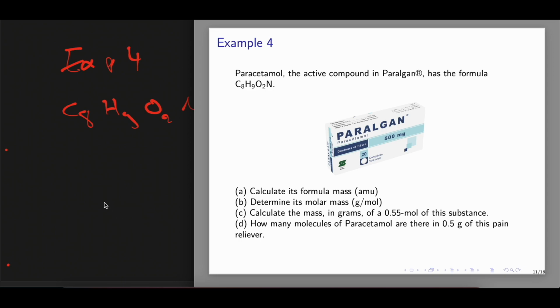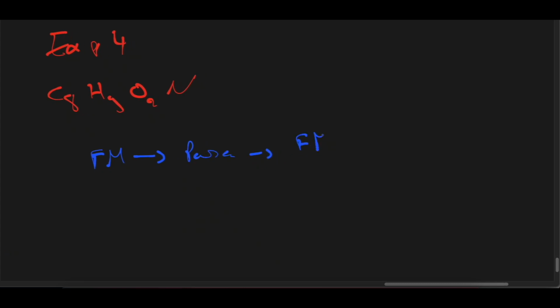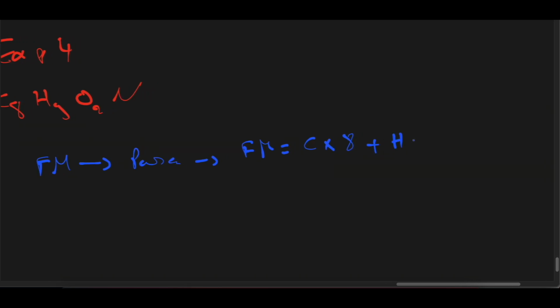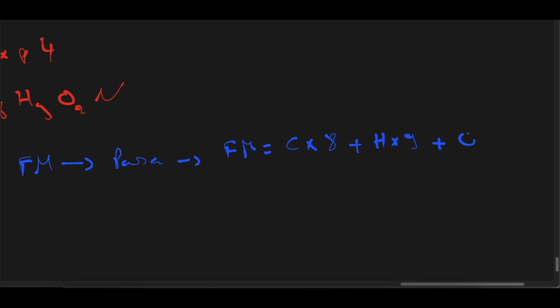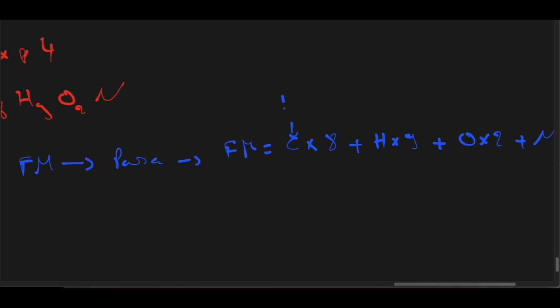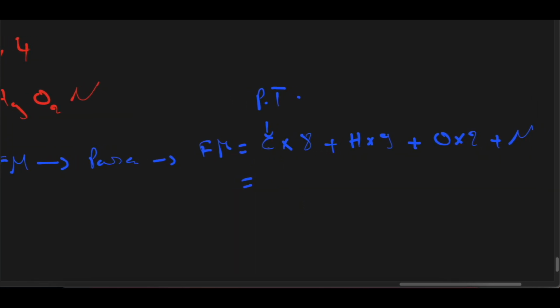this pain reliever. So we start by determining the formula mass of the paracetamol. We have the atomic mass of carbon times 8 plus the atomic mass of hydrogen times 9 plus the atomic mass of oxygen times 2 plus the atomic mass of nitrogen. Of course, all these are from the periodic table, so they are average atomic mass. So by replacing here with carbon, we have 12, 1, 16 and 14.01.